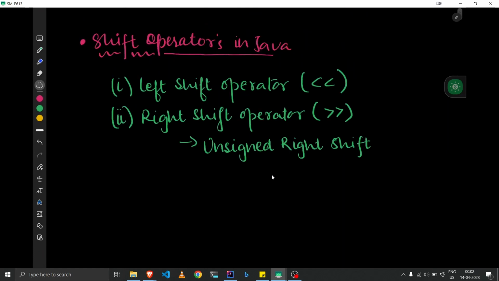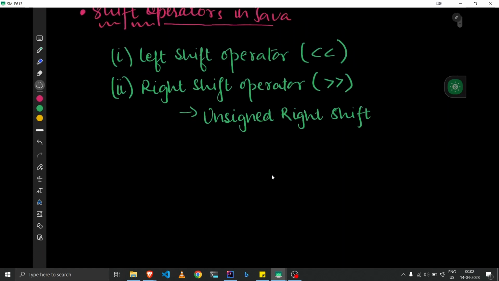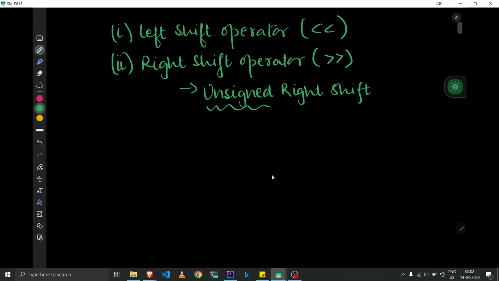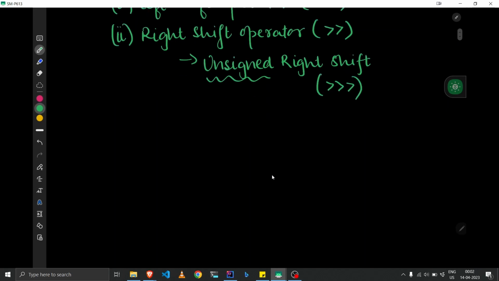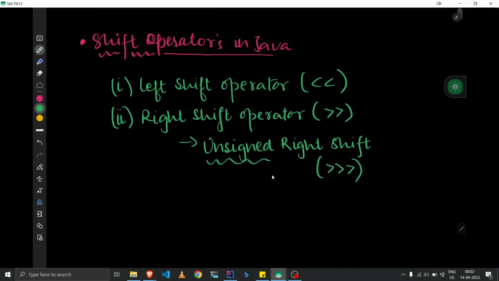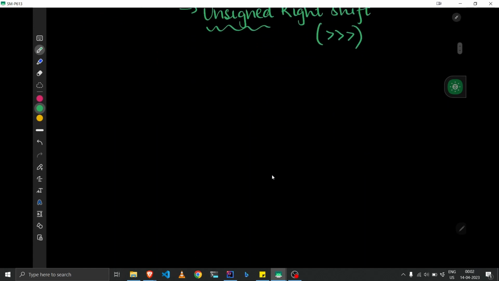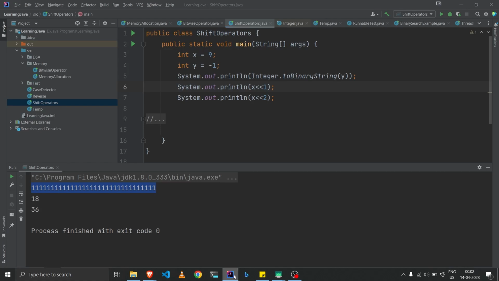Here you can see that we have two types and we'll be exploring this as well. Unsigned right shift, the symbol for that is three right arrows, right? So let's look firstly at the left shift operator. I'll show you an example first in the drawing itself, and later we'll be seeing a running example in IntelliJ. Anyway, moving to the left shift operator.